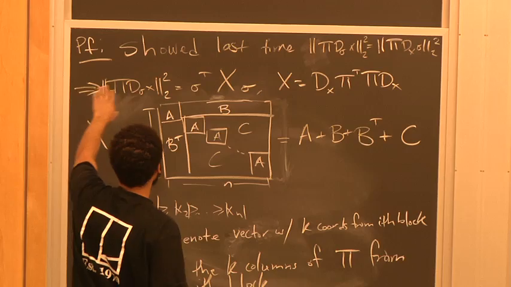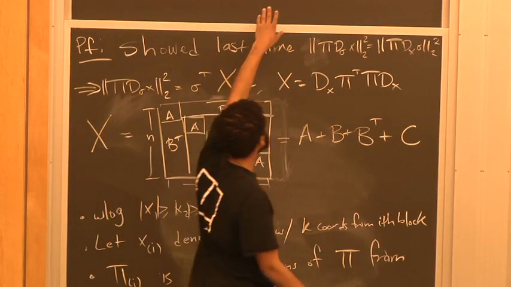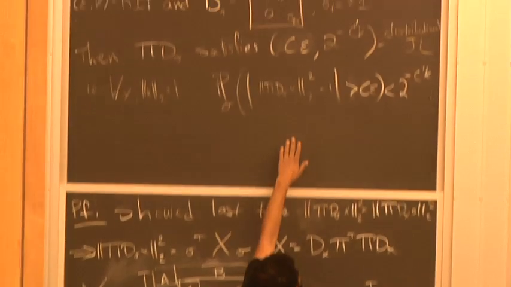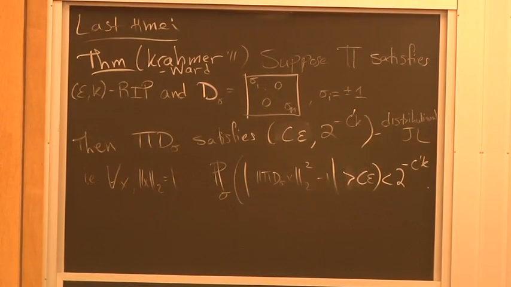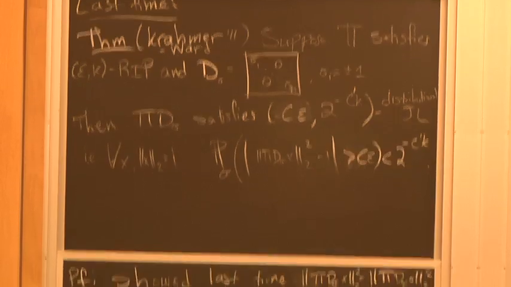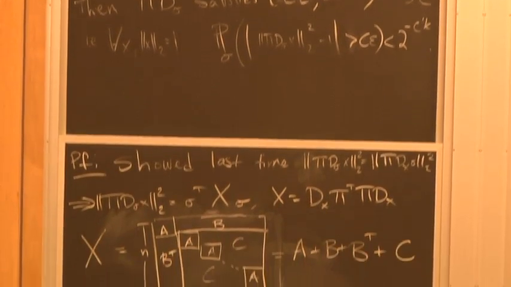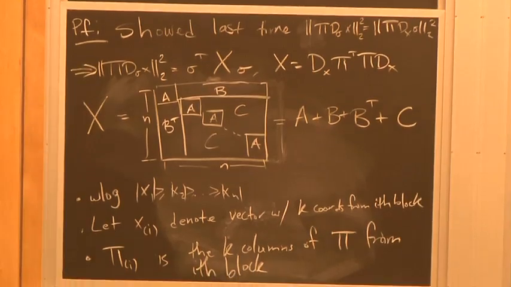And so there's a reminder of what distributional JL means. It means that you preserve any fixed unit vector with high probability. So we're going to prove that today. And I started off the proof last time, but now we're going to finish it.